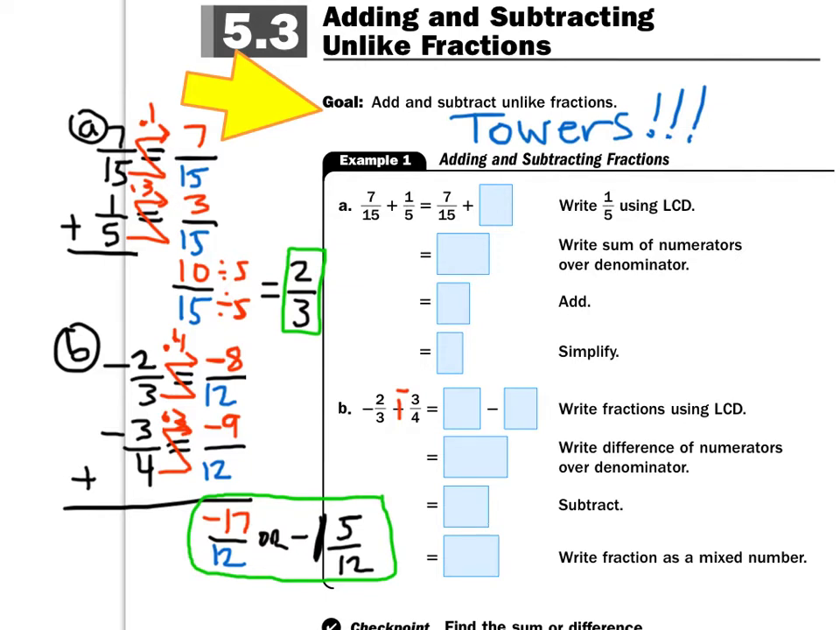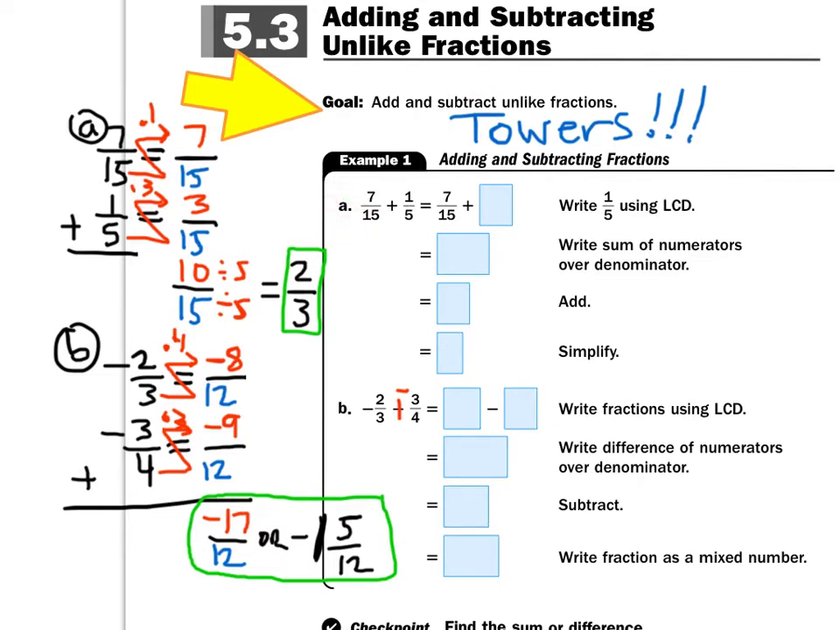Okay, so what my students started doing, when they noticed that the denominators were different and they were adding, is they used what we call towers, okay? Now, I'm going to show you towers in this movie, but if you like to just do it the way you learned last year and you're doing it correctly, no problem at all. That's fine. But I want to show you towers in case you ever had trouble with adding and subtracting fractions.